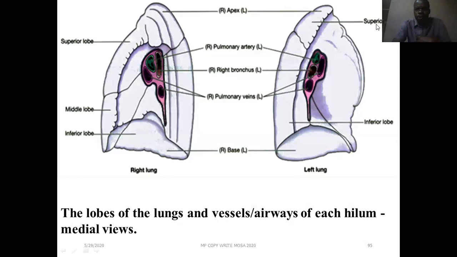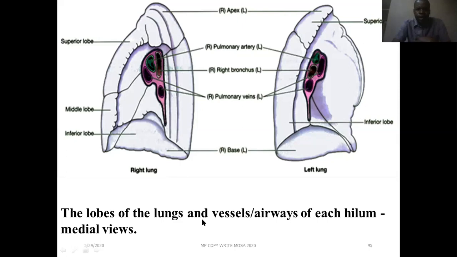This is the superior lobe, with the left pulmonary artery passing through there. The right bronchus, we have it there. Pulmonary veins, we have them there. Then we have the inferior lobe, and this is the base of the lung that we described. The base is found inferiorly, whereas the apex is found superiorly. The right lung is divided into three, with the inferior lobe, the middle lobe, as well as the superior lobe.